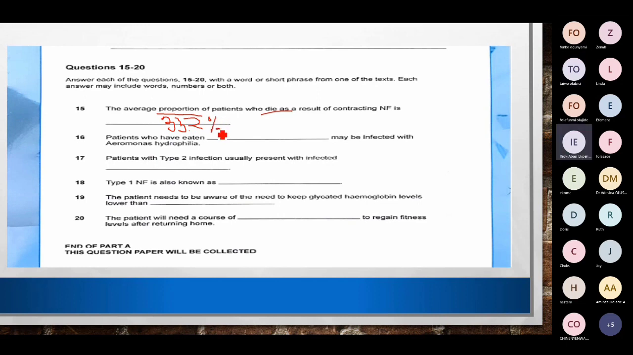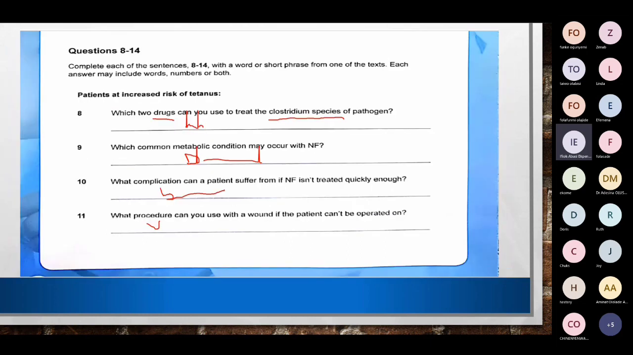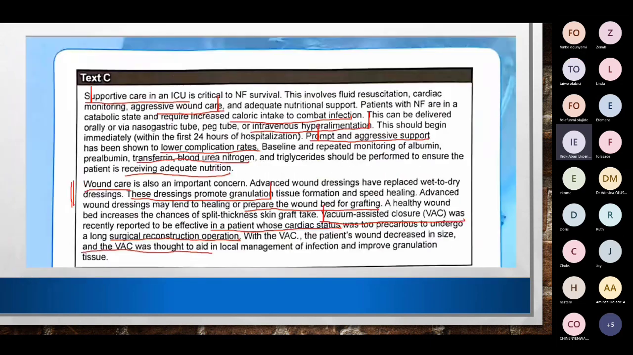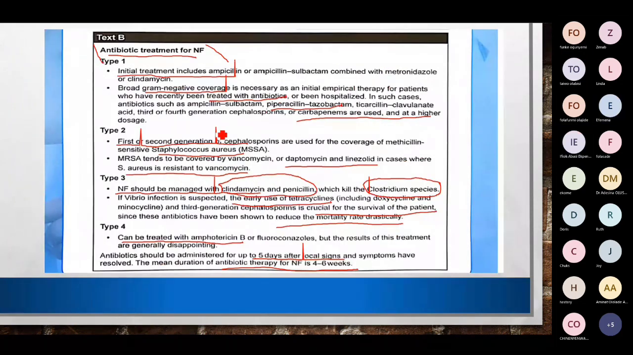All right. Now, patients who have eaten dash may be infected with Aeromonas hydrophilia. At some point, we saw the pathogen Aeromonas, right? Is it in A or B? Somebody is saying B, somebody is saying A. What does B talk about, please? B talks about medication. It doesn't talk about what to eat, right? It talks about medication for treatment.